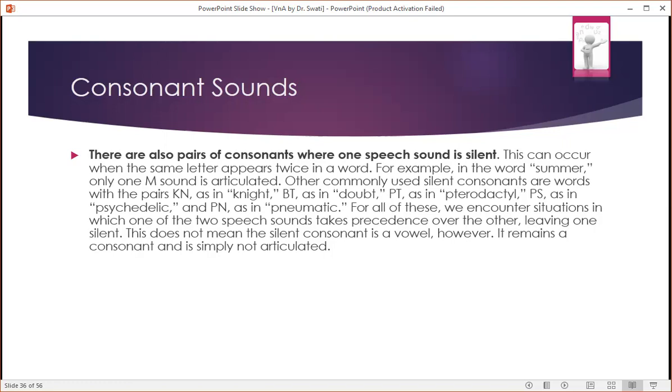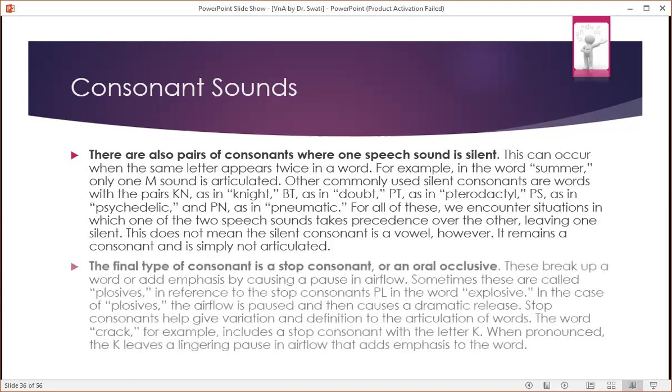So we cannot say the silent consonant is a word. It is still a consonant, but it is not articulated in these words, in these pairs, right? So these are some examples of pairs of consonants where one speech sound is silent.